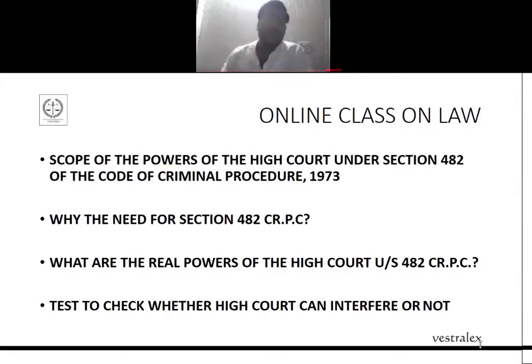First, we come to what is the need of 482. The need of 482 is, first, to secure the ends of justice. Second, among the things provided in the CRPC, if there is any order passed by a court which in itself is preventive or involves abuse of process of law, that must be challenged before the High Court under Section 482 of the CRPC.